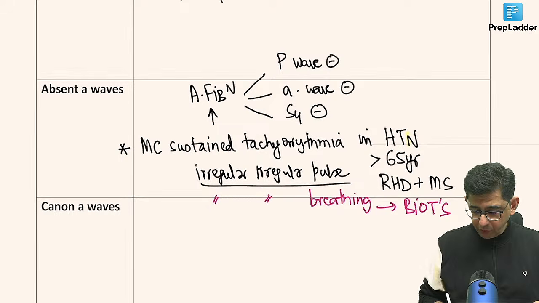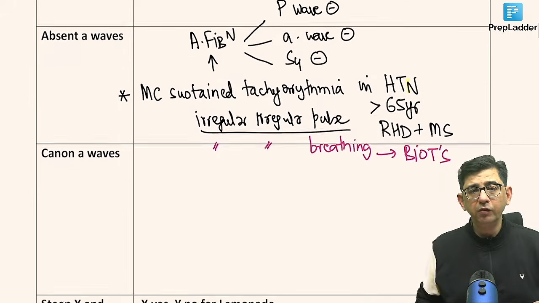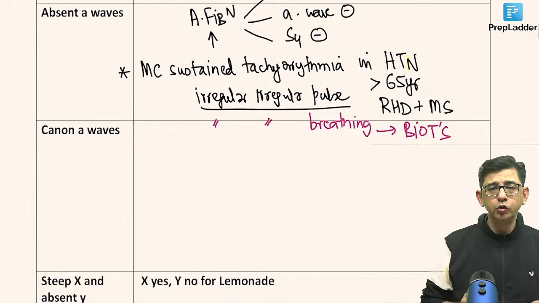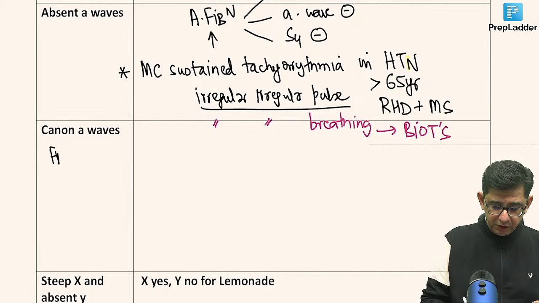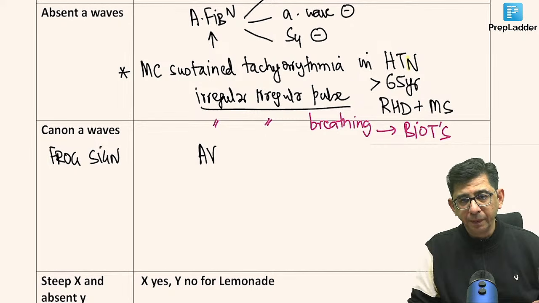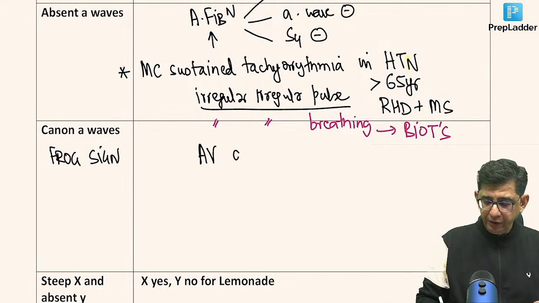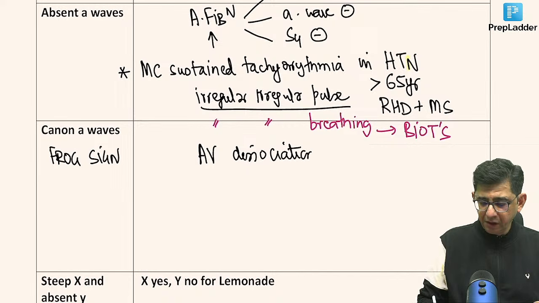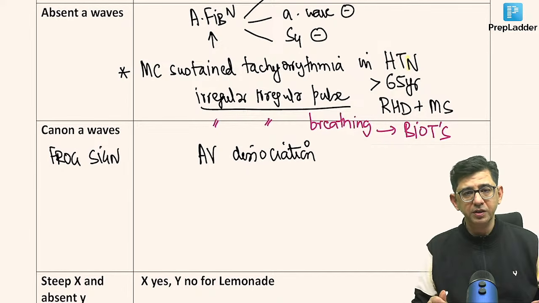Now we move on to the next question. Cannon A waves would be seen in. Cannon A waves would be like super large A waves. They are also called as frog sign. And the condition where they would be seen is where the atria and ventricles are contracting together. Normally, it is the atria that contracts first and then the ventricle. If the atria and ventricle contract together, we call it AV dissociation.